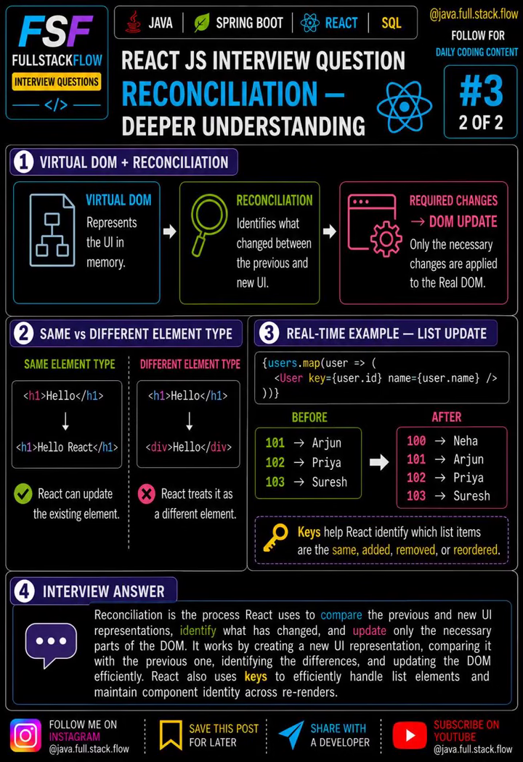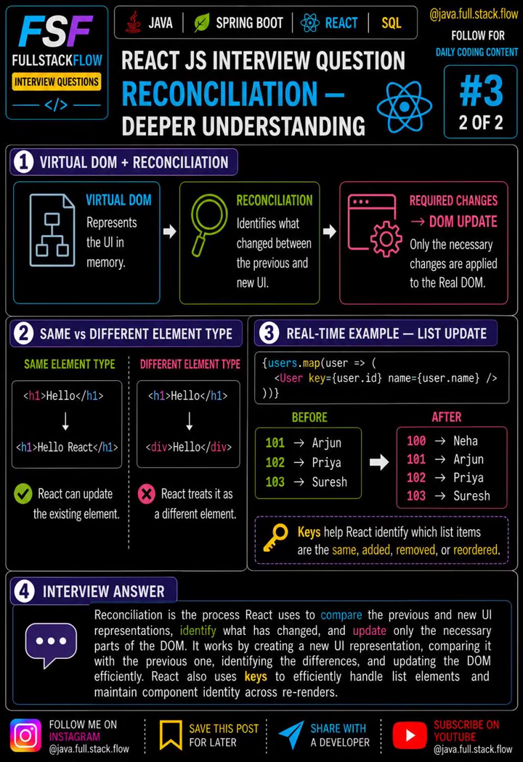Next, same versus different element type. For example, if the previous element is an h1 and the new element is also an h1, React can update the existing element. But if the previous element is an h1 and the new element is a div, React treats it as a different element type. So the element type plays an important role when React determines what needs to change.